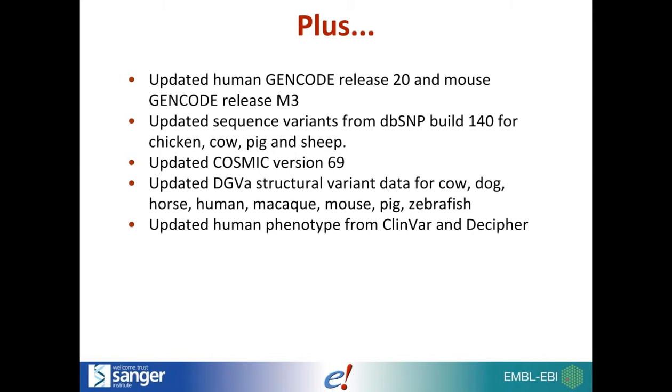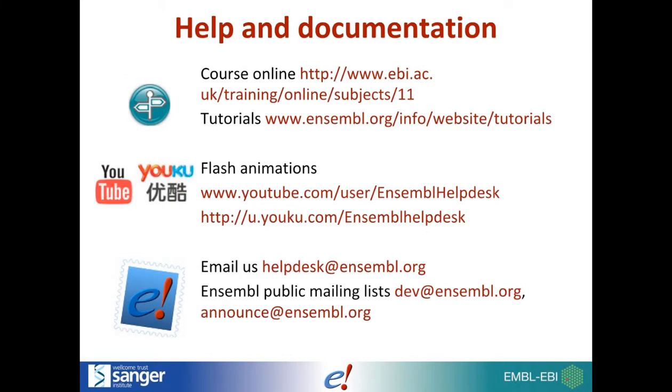For human, we've updated to COSMIC version 69. COSMIC is a database of somatic variants found in cancer. We've also got a lot more structural variant data from DGVa for a number of species, and we've also got some more human phenotype data from both ClinVar and DECIPHER.